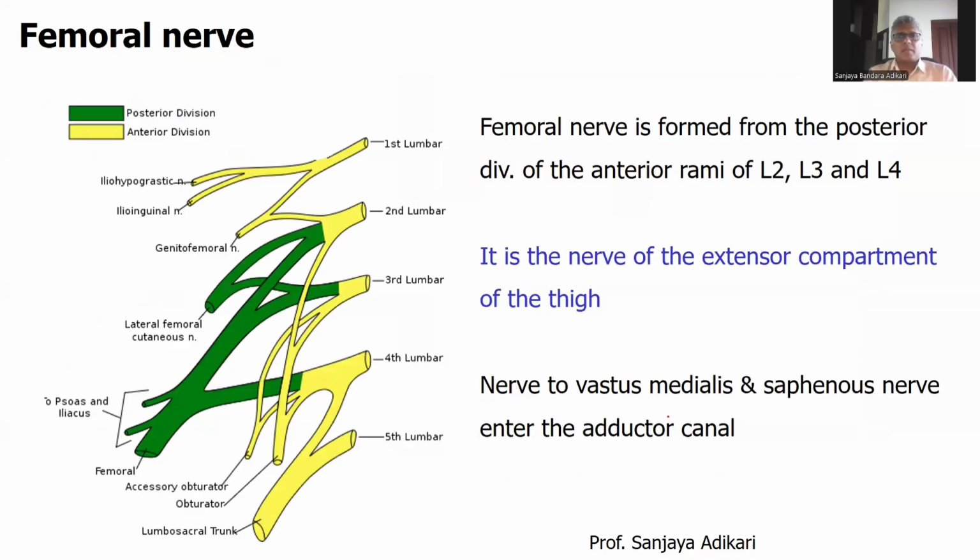Then the femoral nerve, as I mentioned before, is a large nerve coming from the posterior divisions of the anterior rami of L2, 3, 4. It is the nerve of the anterior compartment, and it supplies all the anterior compartment muscles. It gives many cutaneous branches. One of its cutaneous branches passes through the adductor canal and enters the leg, and supplies the medial aspect of the leg and the ankle and a little bit of the foot on the medial aspect.